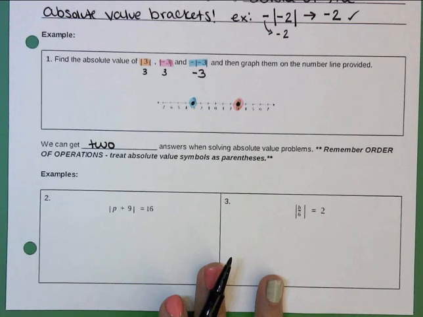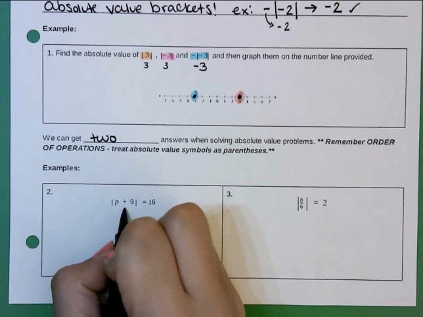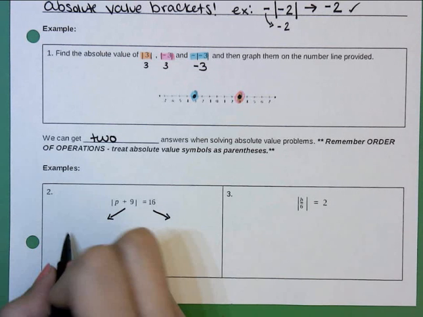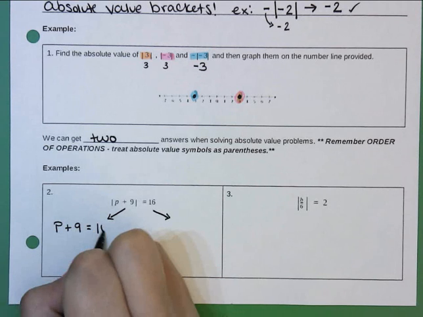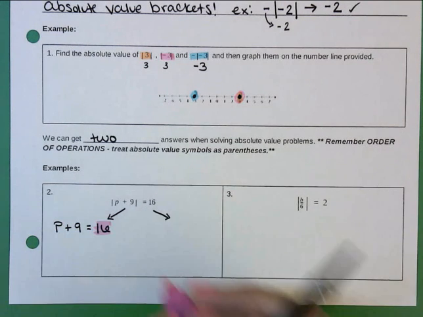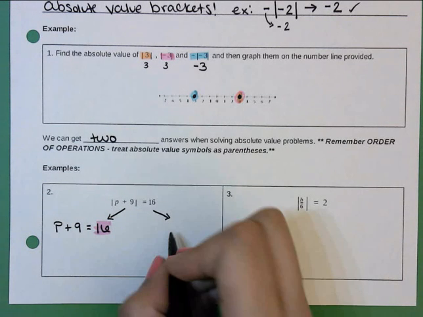When we break this into 2, we're going to see that we have p plus 9 equals positive 16. So one of the problems works with positive 16, which is pretty much the same thing here, except the absolute value signs are gone. And our second one is going to be p plus 9 equals negative 16. So we're basically going to solve for the positive and negative of the answer.